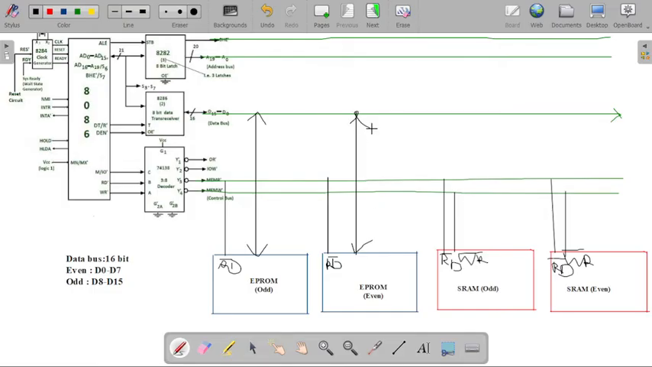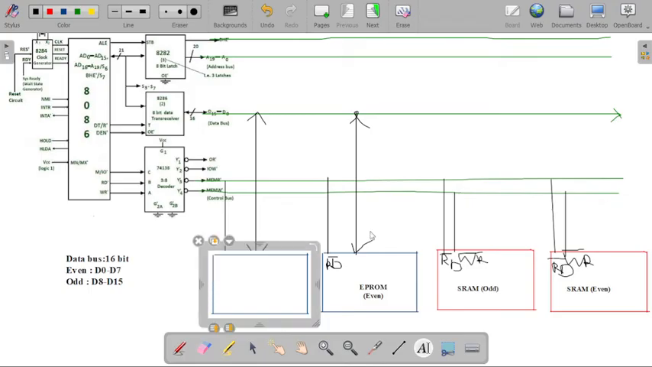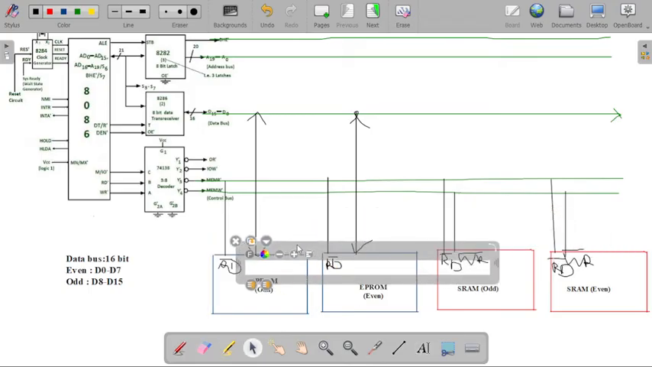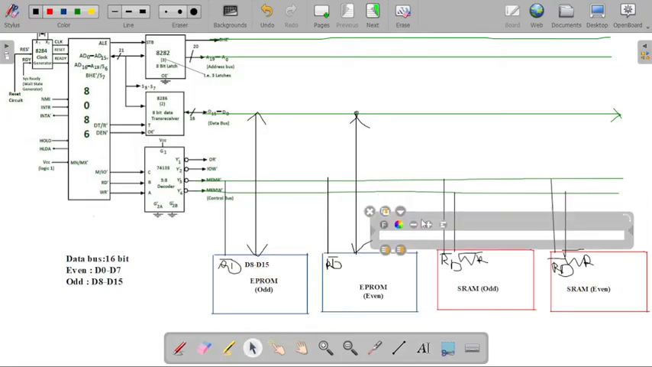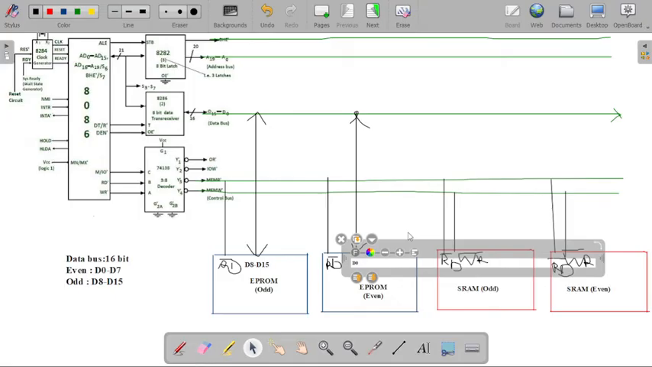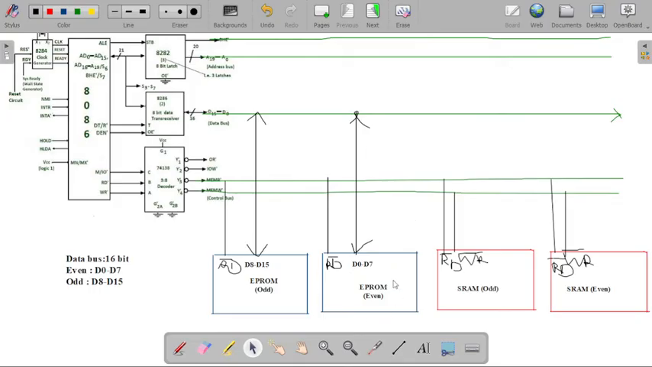And this is called a bidirectional data bus. So here in case of EPROM, for the odd bank, I have to write the D8 to D15 signal. And for the even connection, I am writing the D0 to D7 signal. So now we are done with our EPROM for the data bus.